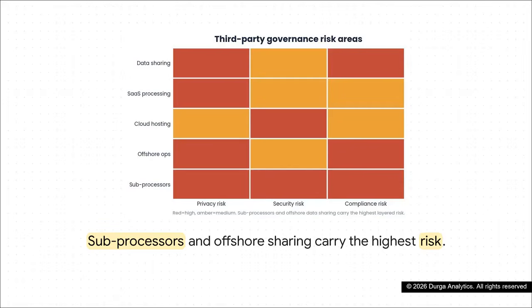Take a look at the deep red zones clustering on this Durga Analytics risk heat map. See where the heat is? Subprocessors and offshore operations carry the absolute highest layered privacy, security, and compliance risks. When you have offshore data sharing mixed with hidden SaaS sublayers, that is exactly where firms lose visibility. And for sure, that is exactly where regulatory breaches most commonly happen.